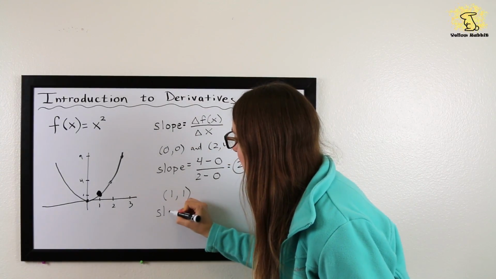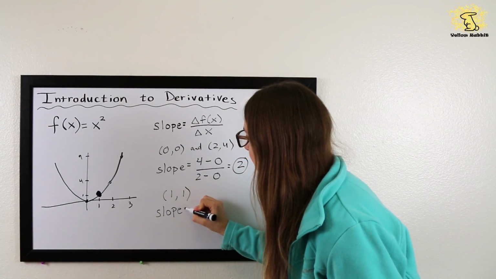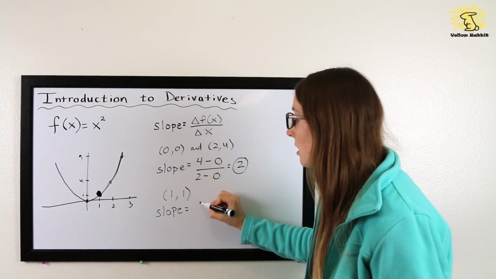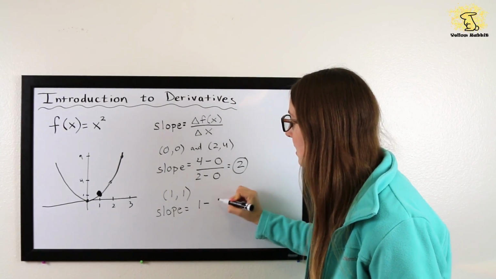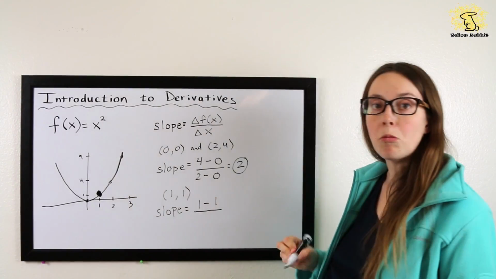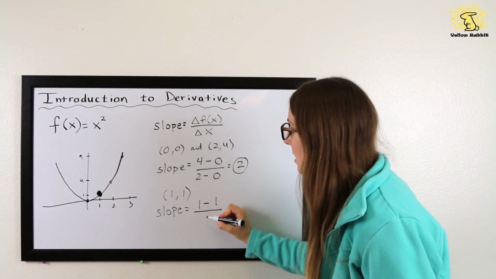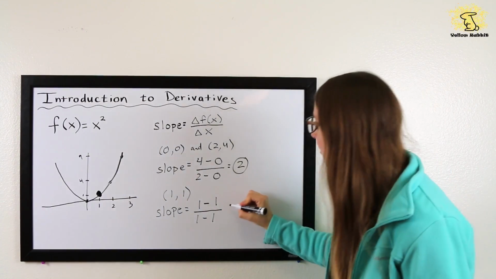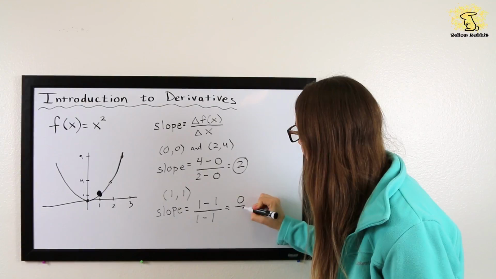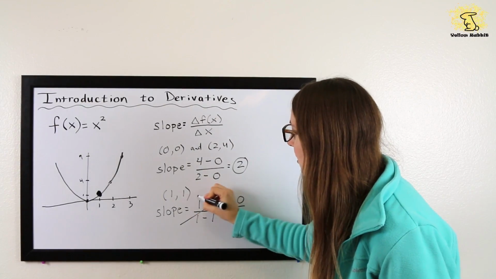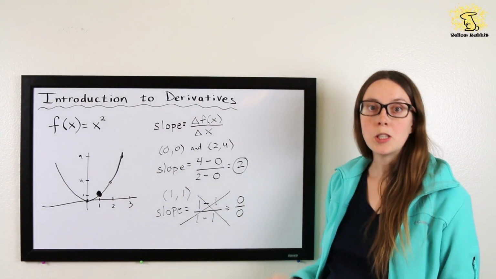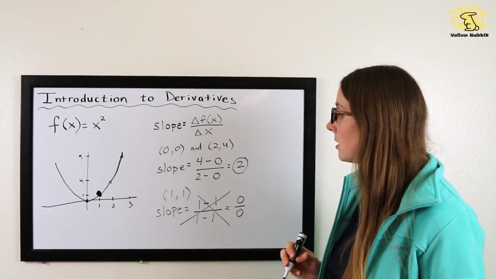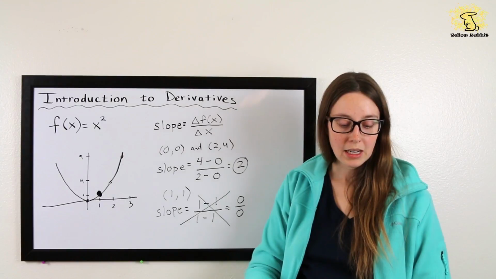If I try to use the original equation, I'll quickly run into a problem. So the change in the function, there is no change, we're at a single point. So it would just be 1 minus 1, divided by the change in x. Again, it's the same point, so 1 minus 1. I would get 0 over 0. It doesn't work. So we need a different method in order to solve for the slope at this one particular point.